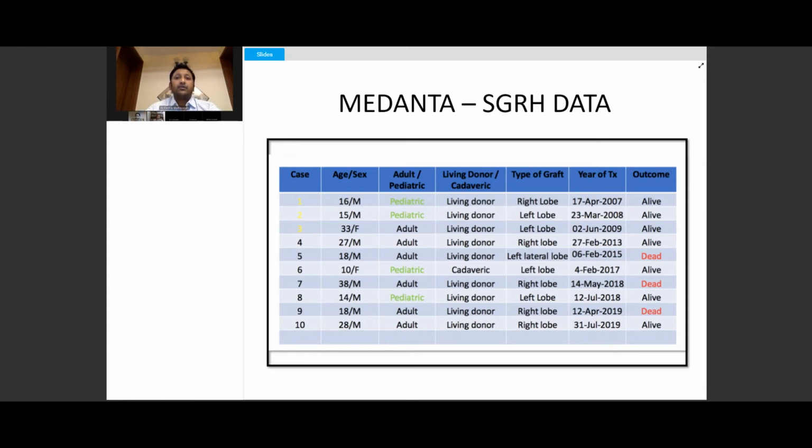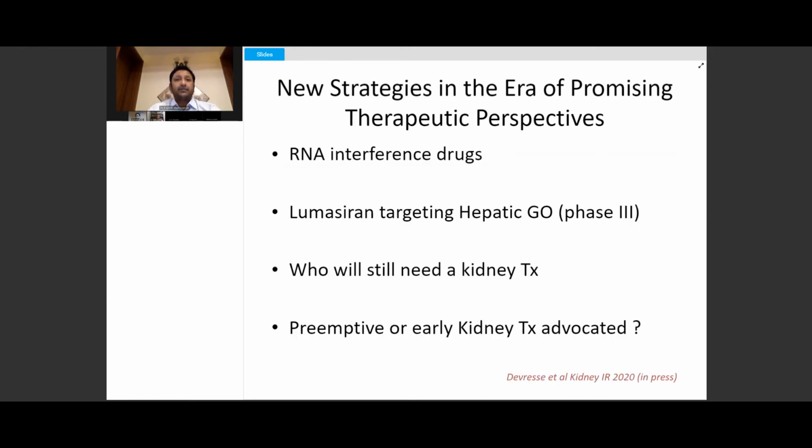And now the new strategies in the era of promising therapeutic perspectives: the RNA interference drug, which is promising in the management of primary hyperoxaluria. Lumasiran is a drug which targets hepatic glyoxylate, the phase 3 trial is completed, and recently it has got FDA approval as well. And who will still need a kidney transplant in the era of lumasiran is what we're looking at.